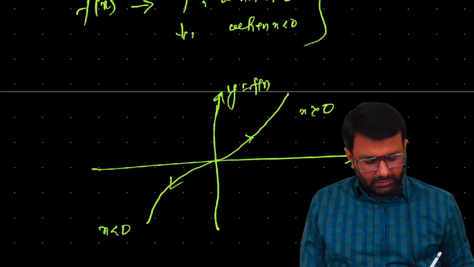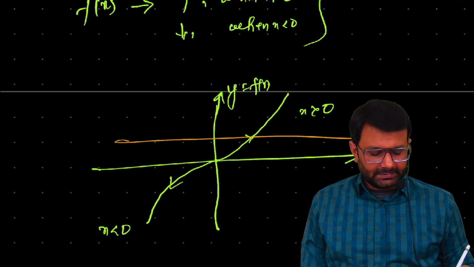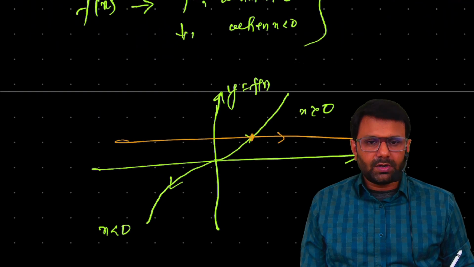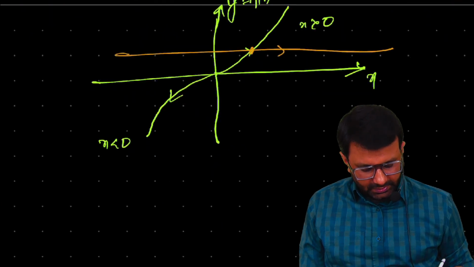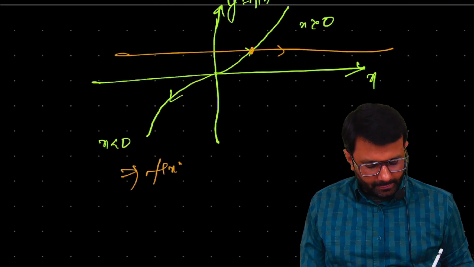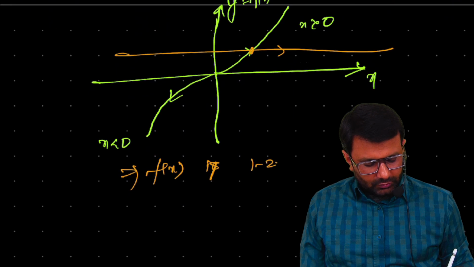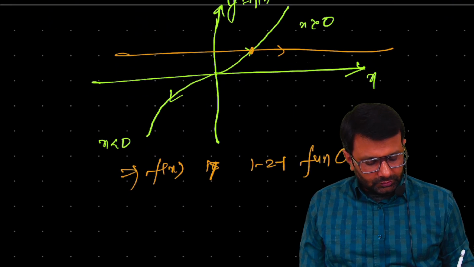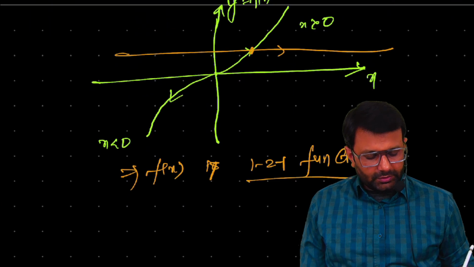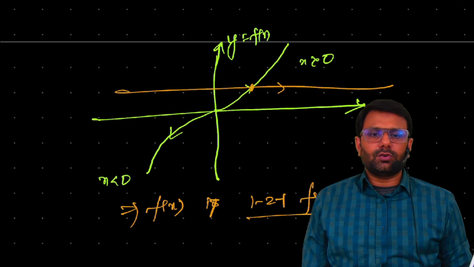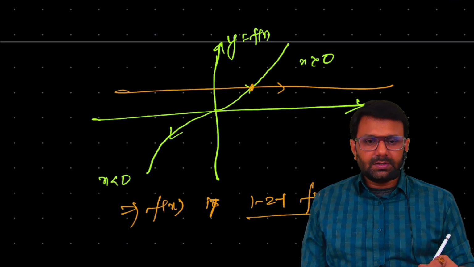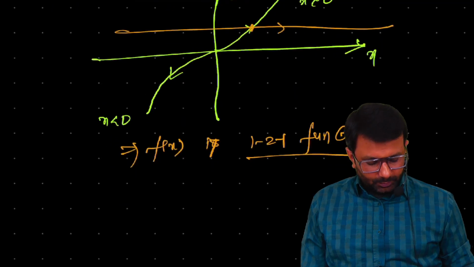Now draw one line parallel to the x-axis. Is the graph cutting one time or two times? The graph is cutting only one time. So function f(x) is a 1 to 1 function. Now tell me here: if I put x equal to 0, the function will be 0, no? So this graph goes from minus infinity to plus infinity.